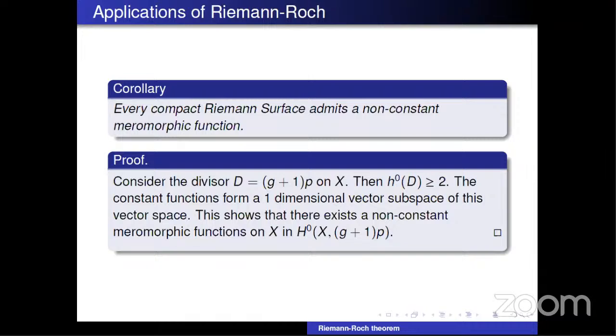I'm fixing any point P and taking the divisor (g+1) times P. So this is a two-dimensional vector space, and therefore the constant functions form a one-dimensional vector subspace of this vector space. And this shows that there exists a non-constant meromorphic function on X which lies in this vector space H^0 of (g+1) times P.